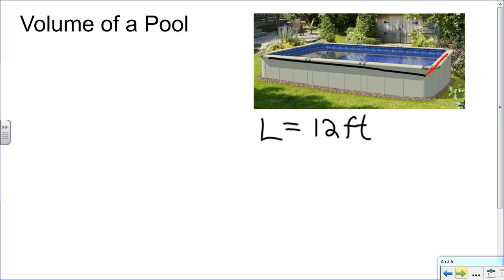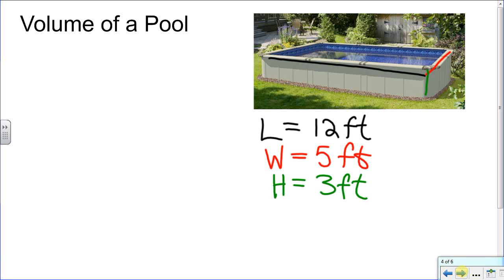We also have a width. We can call this width 5 feet. And finally, the new measurement we have for volume is we have a height. So we'll say that this height maybe is 3 feet. So not deep enough to dive. But we have a length, a width, and a height. And I just want to talk really quickly about why it also makes sense to multiply the height.